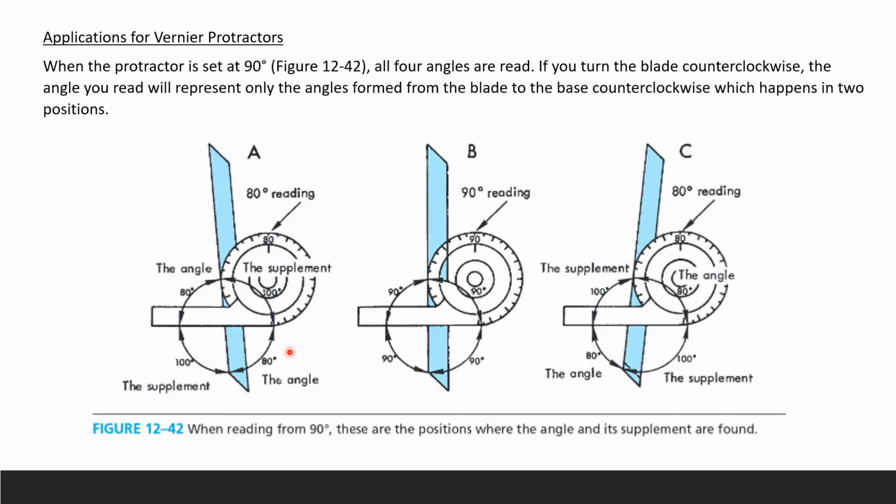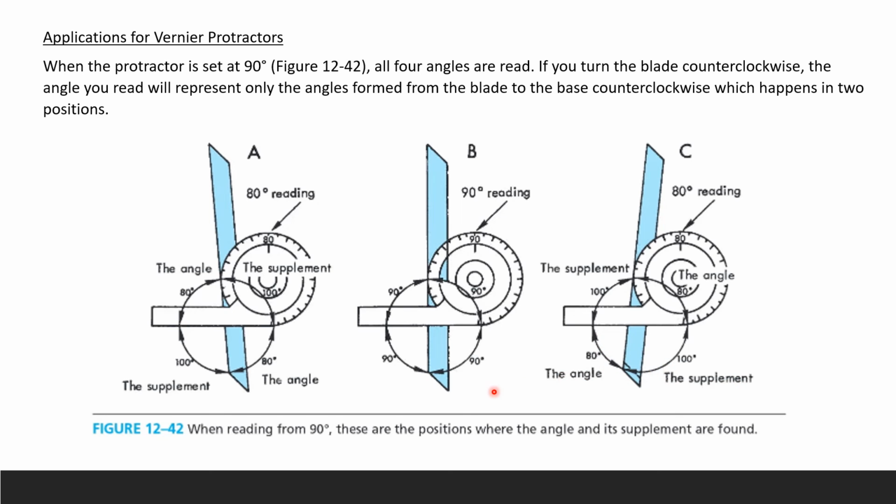When reading from 90 degrees, these are the positions where you can see the angle and its supplement. Remember, the angle and the supplement total 180 degrees. When the protractor is set at 90 degrees, all four angles are read. If you turn the blade counterclockwise, counterclockwise is going this way, the angle you read will represent only the angles formed from the blade to the base counterclockwise, which happens in two positions. You can see the angle 80 degrees, and then the supplement is going to be 180 minus 80. The same thing for 90, and the same thing, 100 is your supplement.